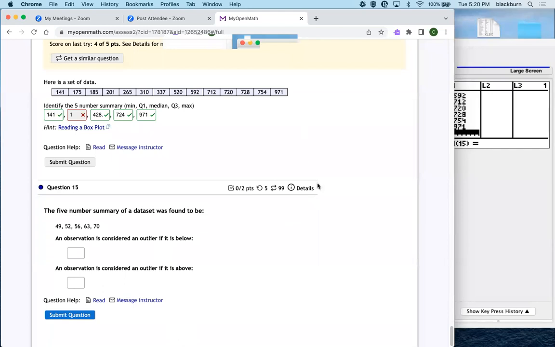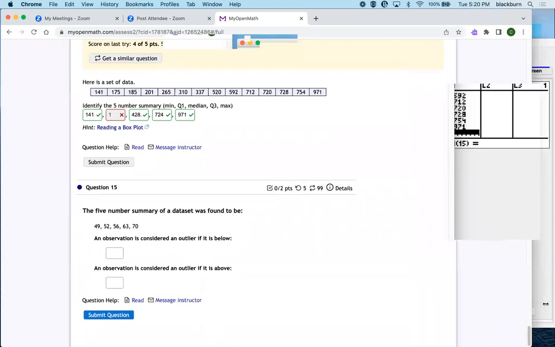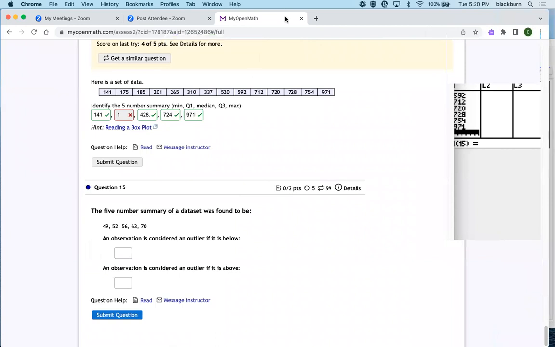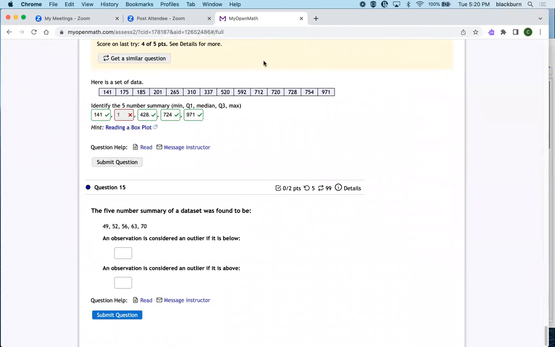All right. 5-number summary of a data set was found to be this right here. We got to talk about outliers. So outliers are going to be numbers that aren't typical to that set of data. So there's a formula for the outliers. So here's what the formula looks like. What you do, and you basically have to do 1.5. You take Q1 minus 1.5 times the interquartile range, and any number below that is considered to be an outlier.